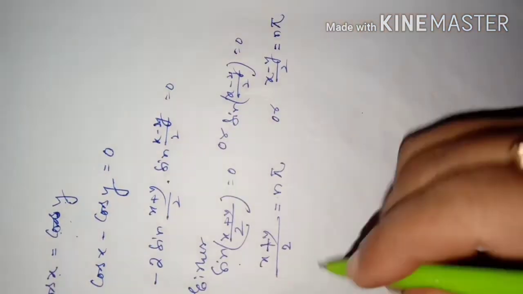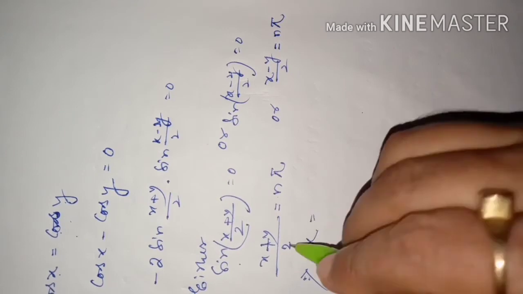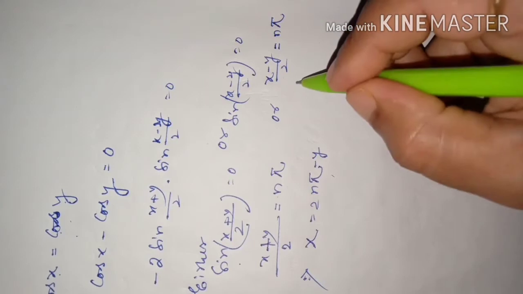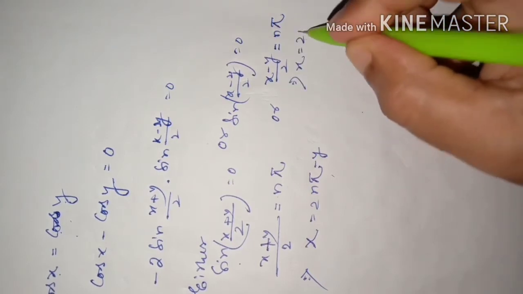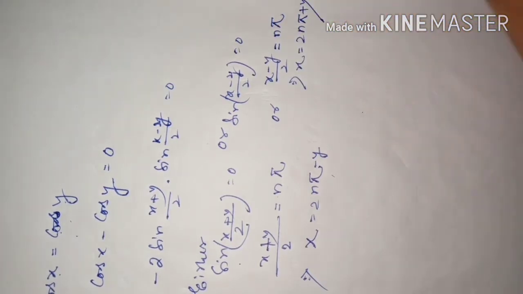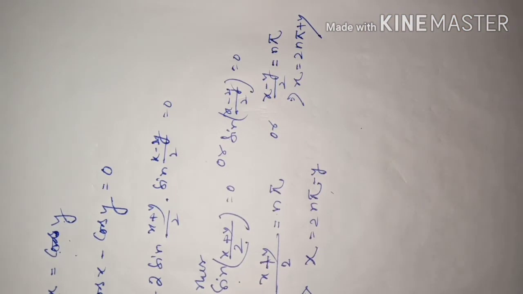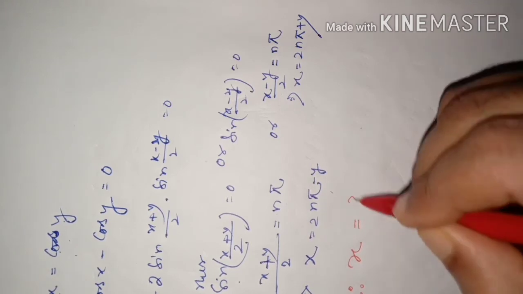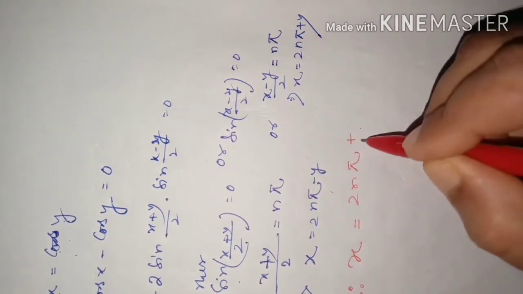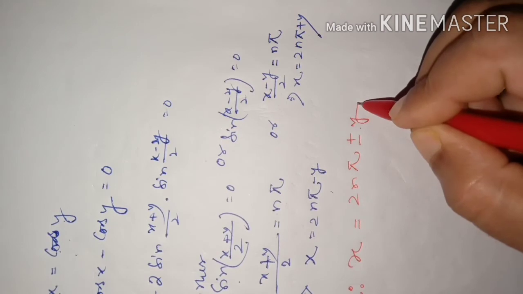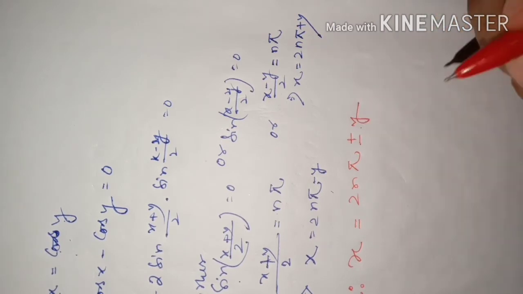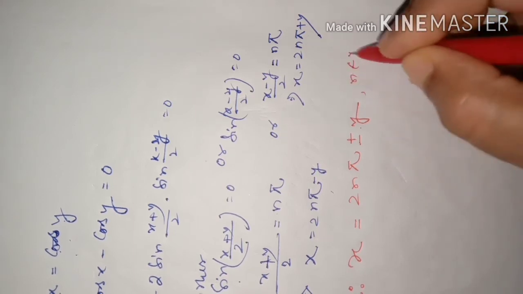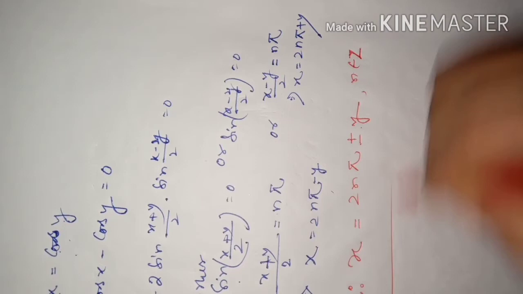Okay, dear students. So from this what we get? x is equal to 2 into n pi, twice n pi, then plus y comes here as minus y. Or from here what you get? x equal to 2n pi plus y. Dear students, thus you see now, we can say x equal to twice n pi plus or minus y. Okay, dear students, that will be the value of x, where n represents an integer.